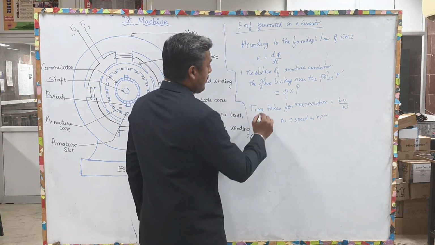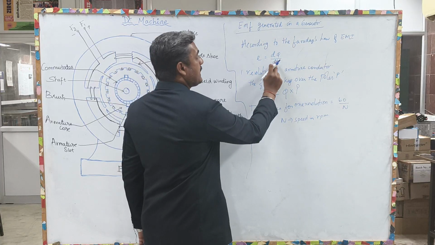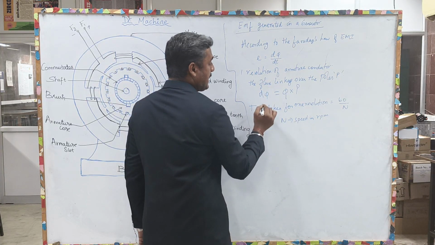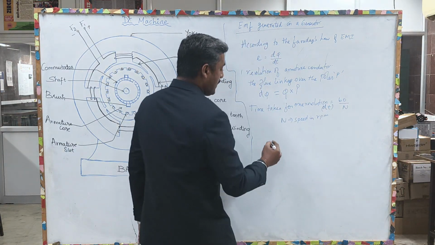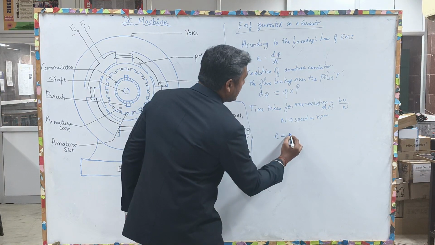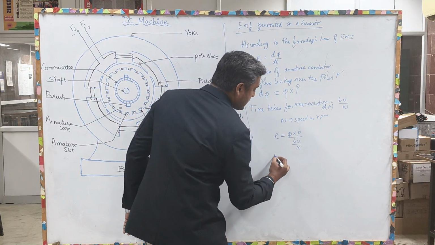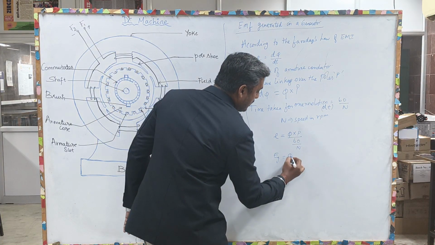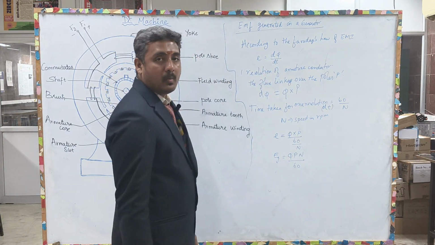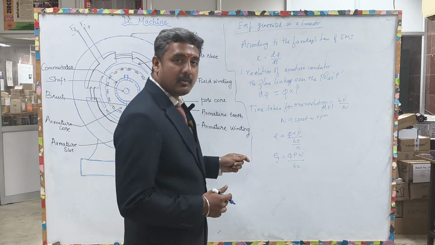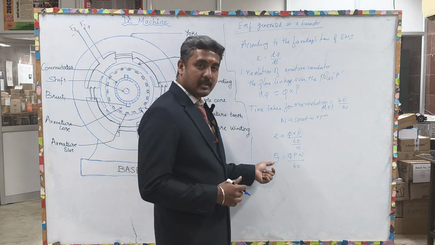Okay. Now, what is the induced EMF? Induced EMF is equal to d phi divided by dt, where d phi is phi into P here and dt is 60 by N. Therefore, you can write E equal to phi into P divided by 60 by N, that is the generated EMF Eg equal to phi P N divided by 60.